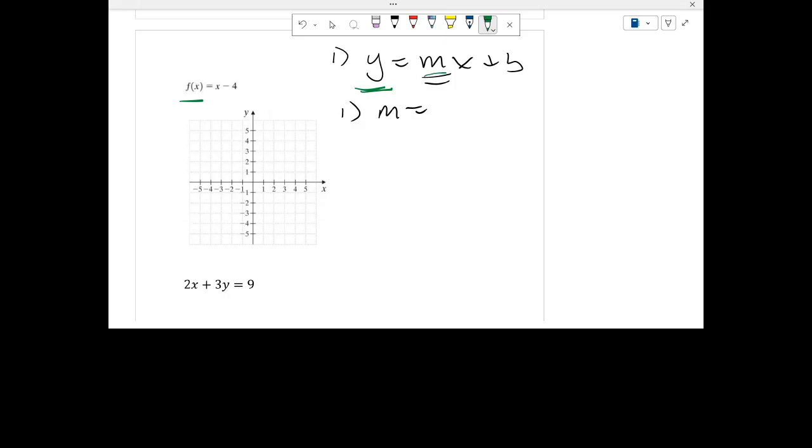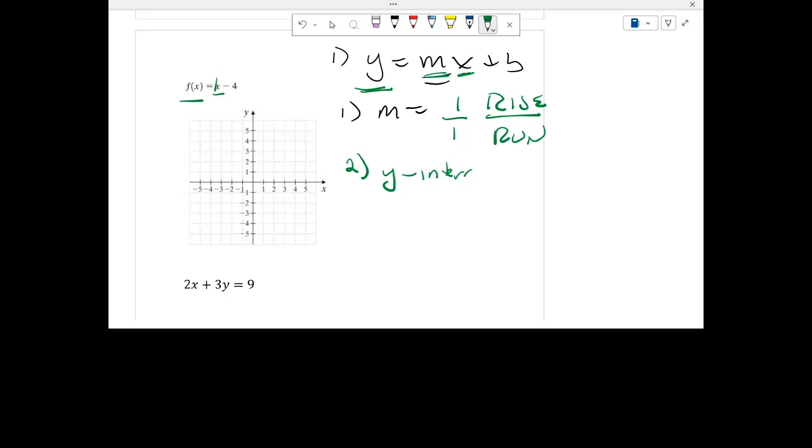M is the number that's in front of my x. What number, even though I don't see it, is in front of that x? It's a 1, right? So look, y'all, we're going to write it as 1 over 1. Since it's positive, it's going to be a rise over the run.